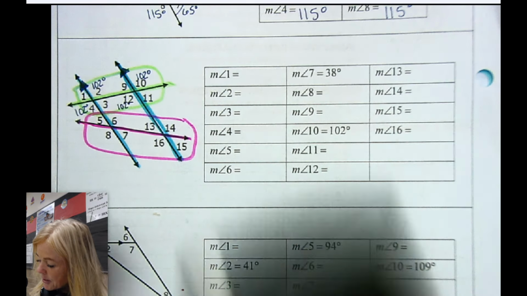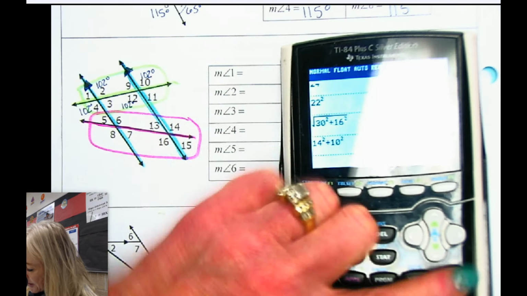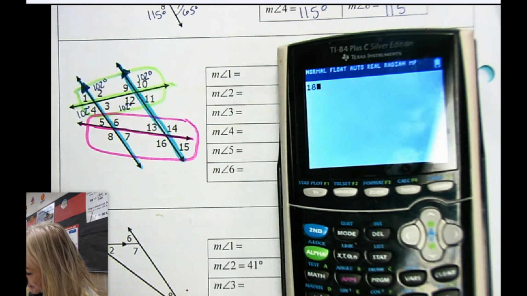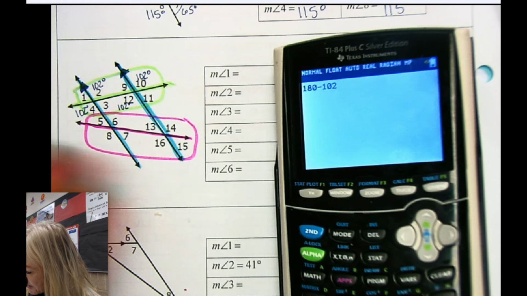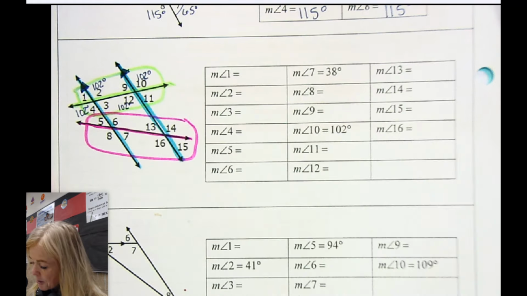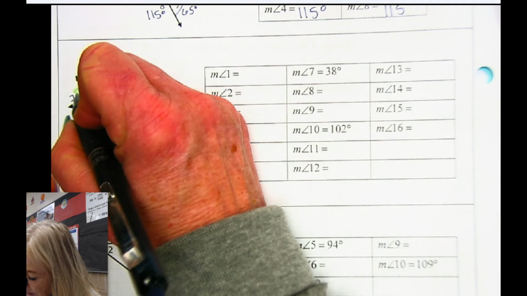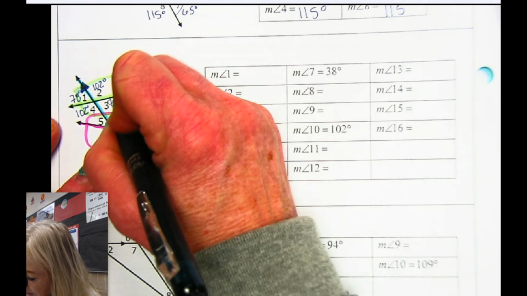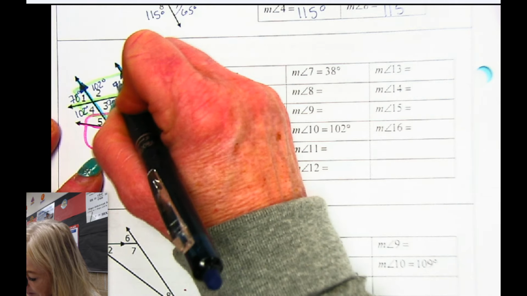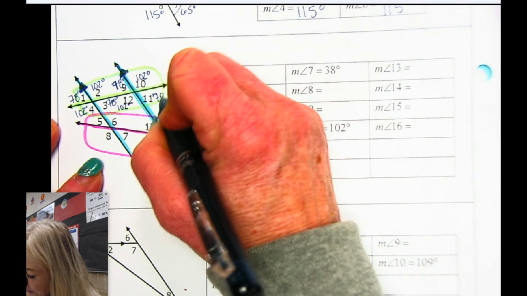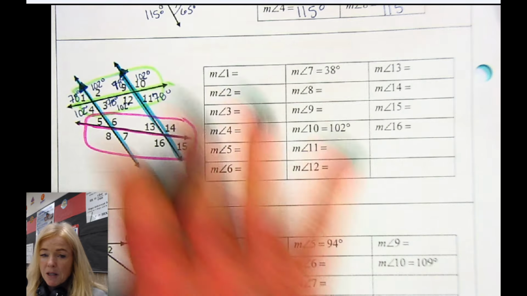Then if we take our little handy dandy calculator and we take 180 and subtract 102, then we get 78 degrees. So that means that 1, 3, 9, and 11 are all 78 degrees. So that's how one neighborhood works.